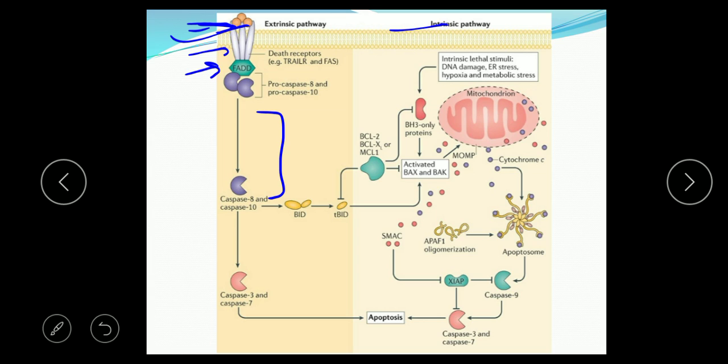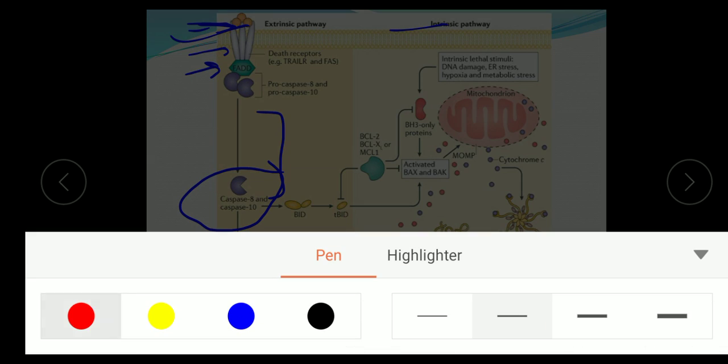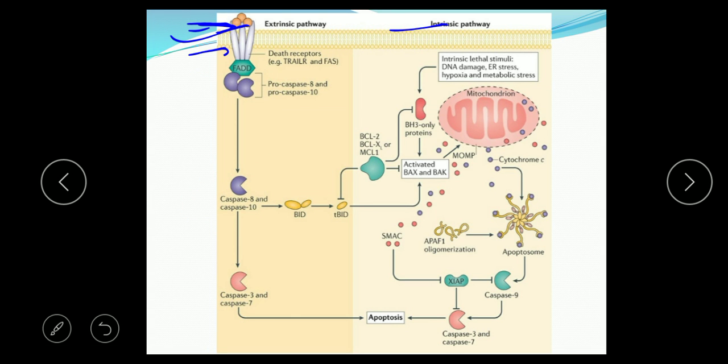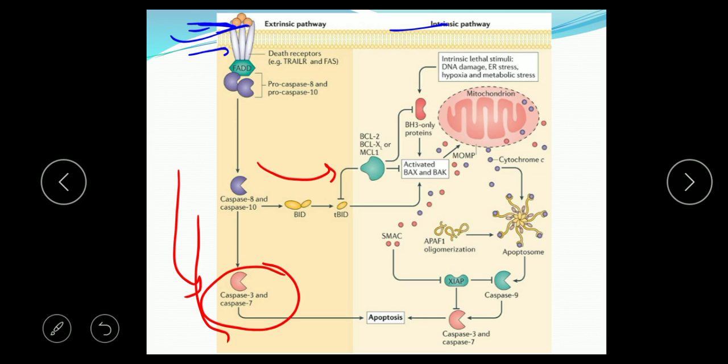Okay, now this is the major protein here. After that, you can see there are two pathways. This is the direct pathway by which caspase 8 and 10 will get converted into caspase 3 and 7, and finally it will go for an apoptosis pathway. This is one path.